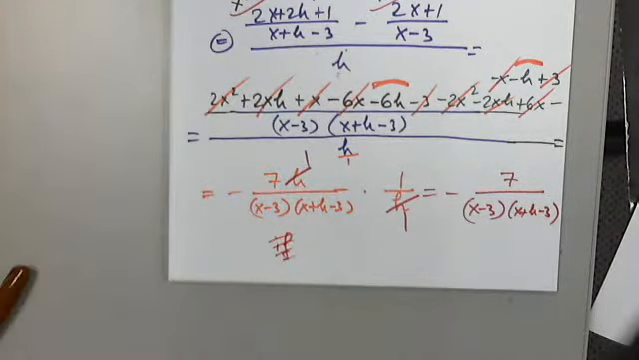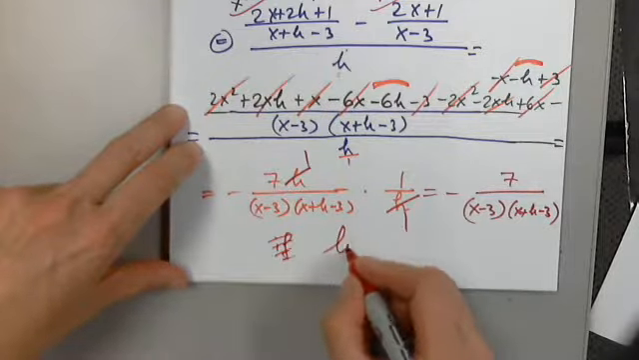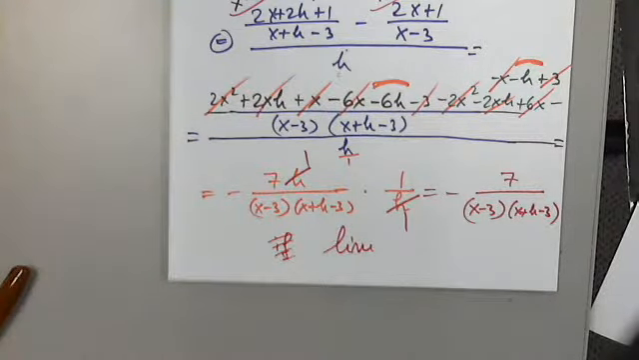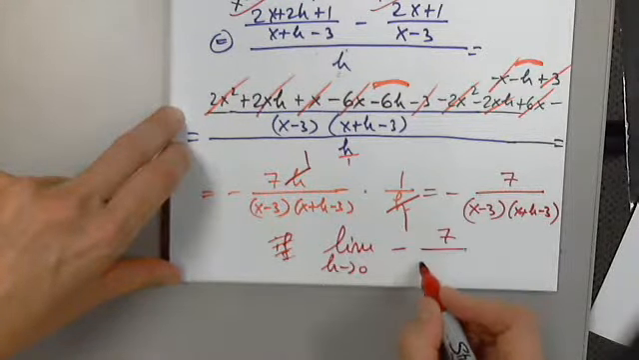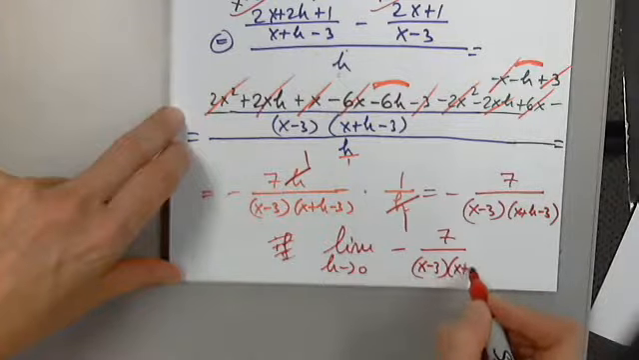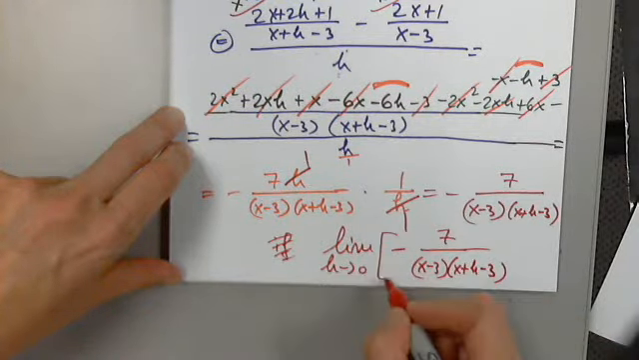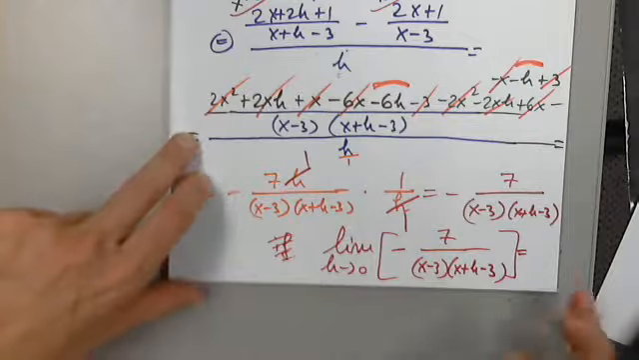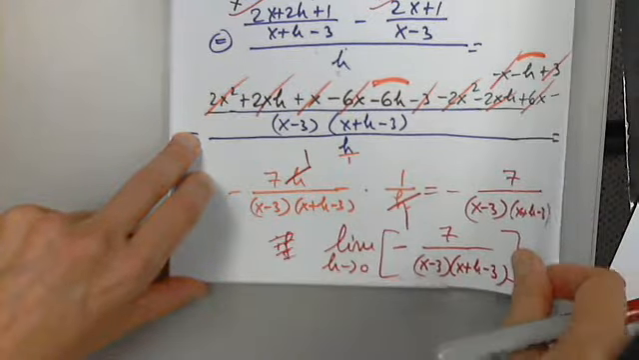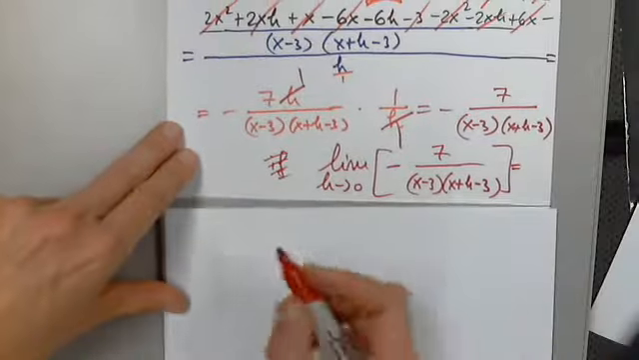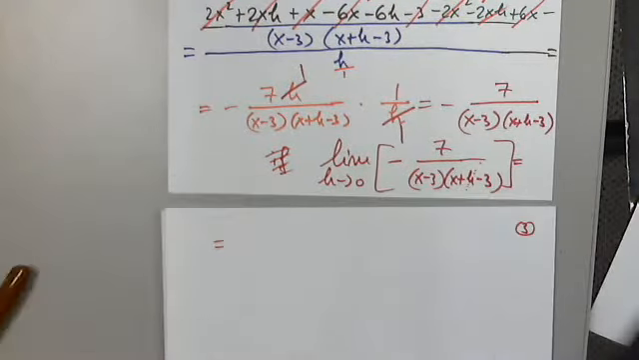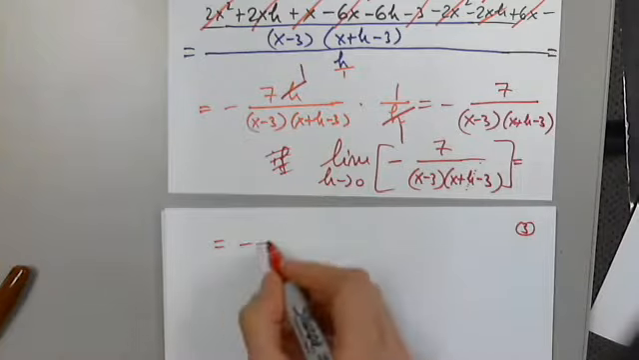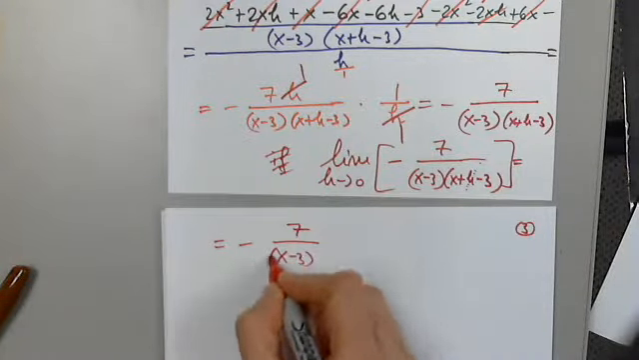Now, we know the limit operator. What if I ask you now, find the limit? You didn't have to do this part, but I'm asking you now. As h approaches 0, from this negative 7 over x minus 3 times x plus h minus 3. What do you think this is? 7 over x minus 3. Exactly. So this piece goes away. That's the only thing that goes away. So the answer is negative 7 over x minus 3 squared.